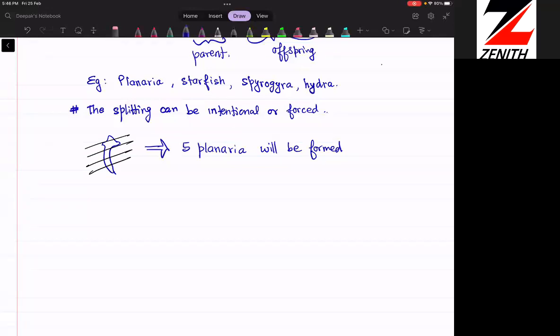You have understood this? Excuse me, sir. Yes, beta. Sir, is there a possibility that centuries after, planaria, spirogyra, and all these things will turn into more complex animals?